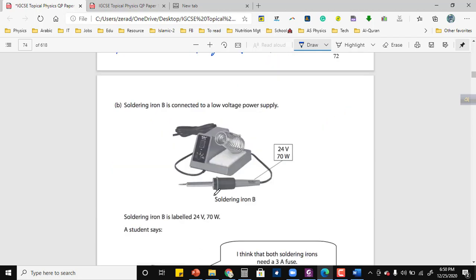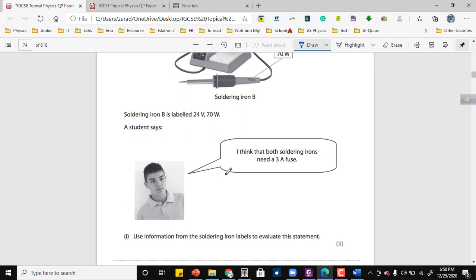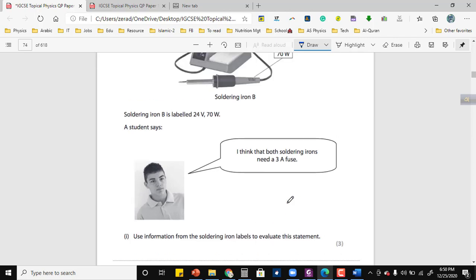Okay, so the next question says the soldering iron B is connected to a low voltage power supply which is 24 volts and the power rating is 70 watt. Soldering iron B is labeled 24 volts and 70 watt. The student says, I think that both soldering irons need a 3 ampere fuse. They use the information from the soldering iron labels to evaluate the statement. So according to the student, he says that I think that both soldering irons need 3 ampere fuse.